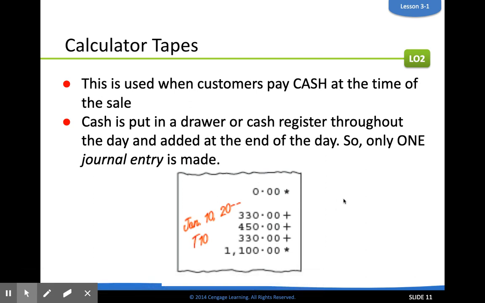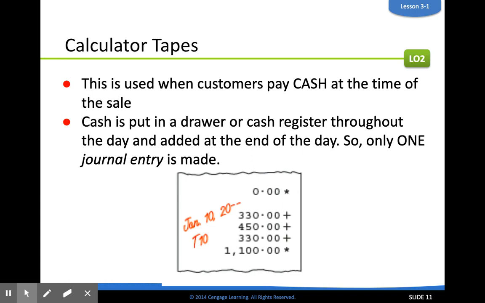Lastly, here we have a calculator tape. So if you think of all the registers at Hy-Vee or Fairway, all day long they're bringing in cash when they make a sale. Well, if an accountant was responsible for recording a transaction every time that happened, there is no way they could stay up. So instead, cash is put into a cash register or a drawer or a cash bag or a safe, and at the end of the day, someone uses a calculator that prints paper, so it's kind of an old school calculator, but they're awesome, and it prints out all the numbers that you added up.